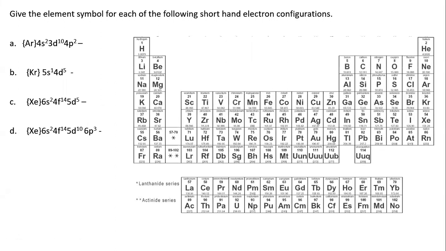Now we're getting into writing the electron configuration of elements. And again, electron configuration tells you where the different electrons are located inside an element. And so there are three rules that we use when writing electron configuration.